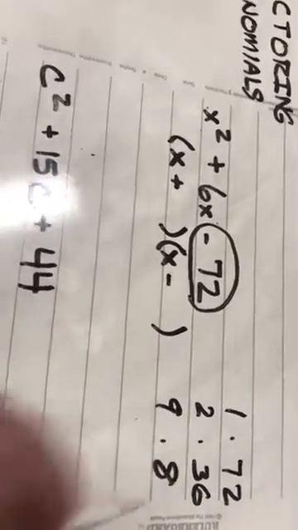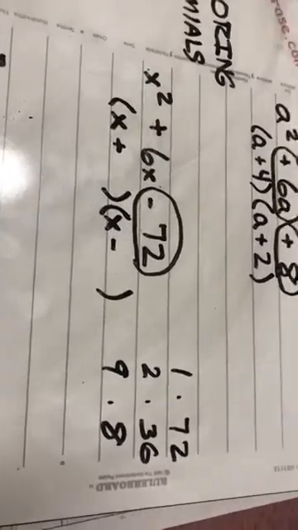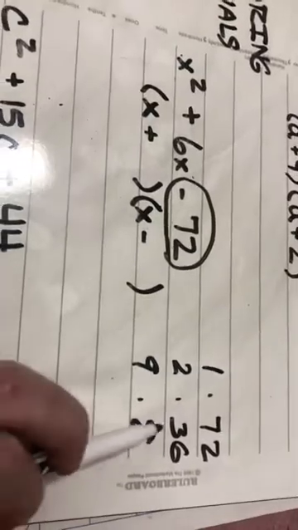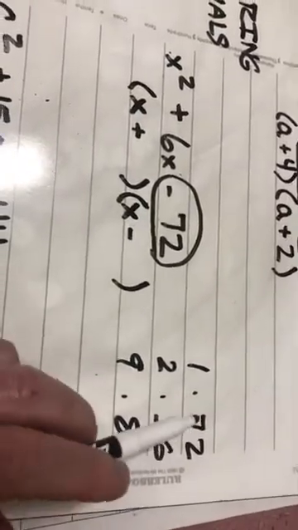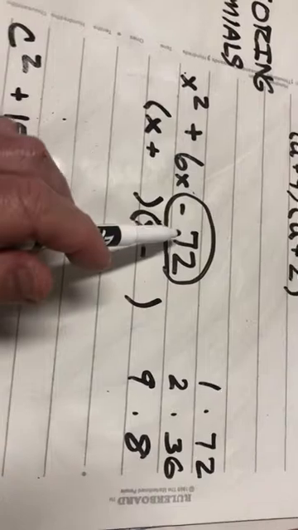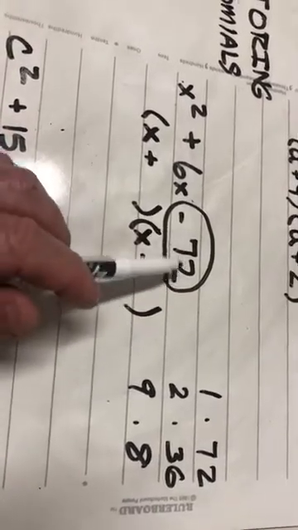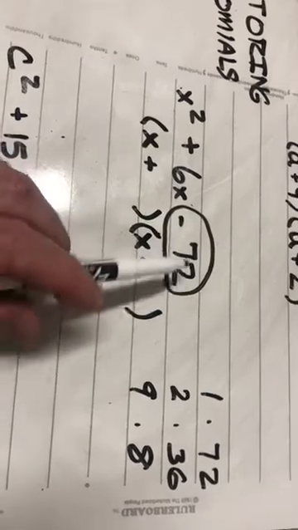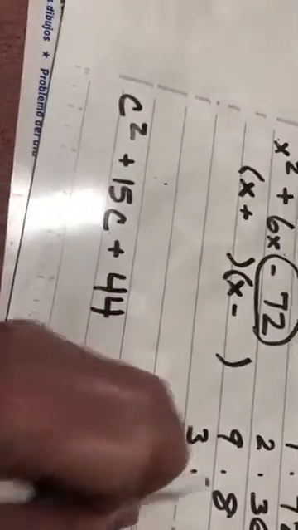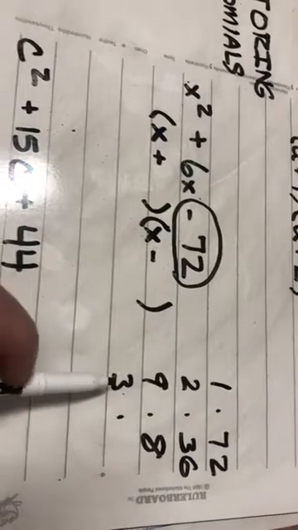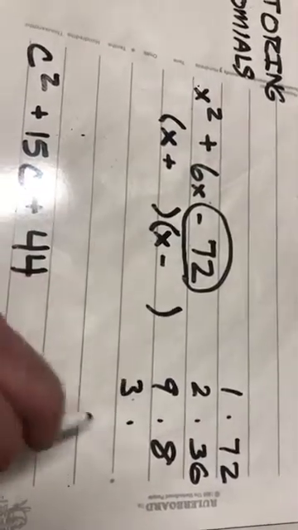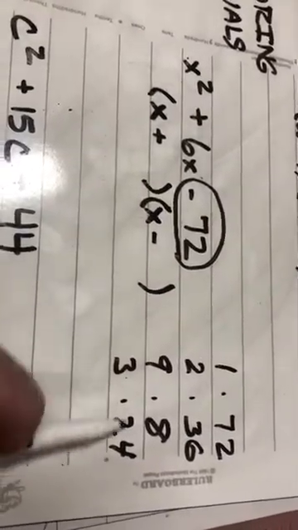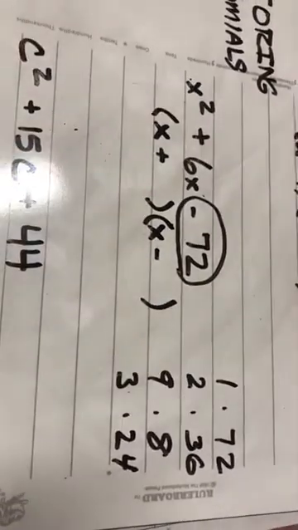9 times 8 also equals 72. So that's not going to work. Now, if I think about my rules of divisibility, when I add 7 and 2, that gives me 9. And since 9 is divisible by 3, that tells me that 72 is also divisible by 3. So I do 72 divided by 3, punch that into my calculator. That equals 24. But any combination there does not give me a positive 6.